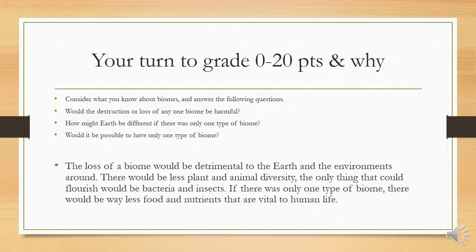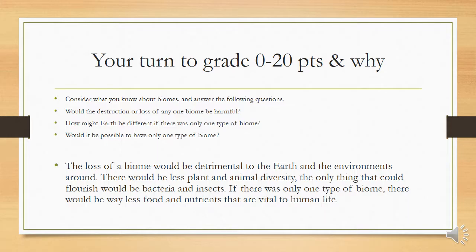We've got information for that. This one here, you're welcome to read and look at and decide what you think this question is worth. It's from my example before, the person's answer is: the loss of a biome would be detrimental to the earth and the environments around. There would be less plant and animal diversity. The only thing that could flourish would be bacteria and insects. If there's only one type of biome, there would be way less food and nutrients that are vital to human life.